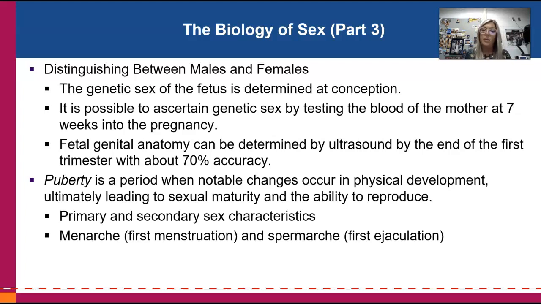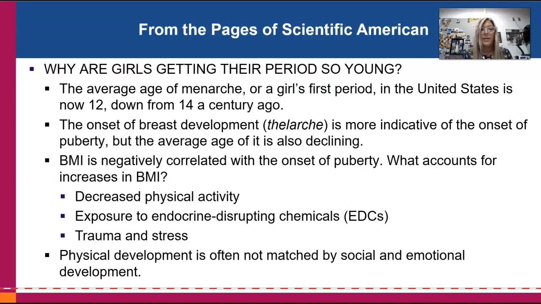Puberty is the period when notable changes occur in physical development, leading to your sexual maturity. This is when boys' voices deepen and girls start their first period, which is called menarche. Primary and secondary sex characteristics come into play. Again, menarche is the first menstruation, and spermarche is the first ejaculation. Those are the technical terms for that.